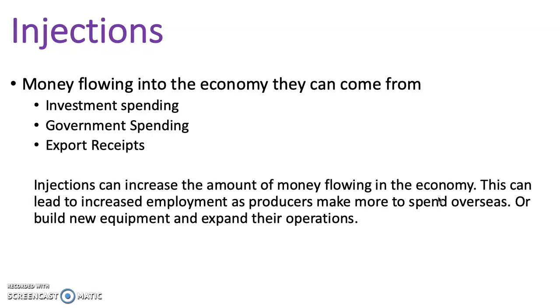Now there are flow-ons from that. That leads to increased employment as producers make more to send overseas, or build new equipment and expand their operations. So as they make more money, they can expand what's going on. They might employ someone to work for a few extra hours, which will mean that that household has more money. We'll move on to flow-ons in a minute.